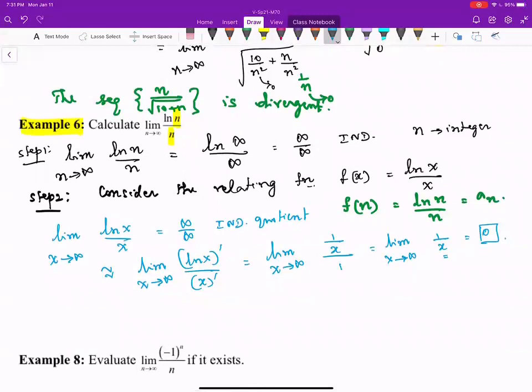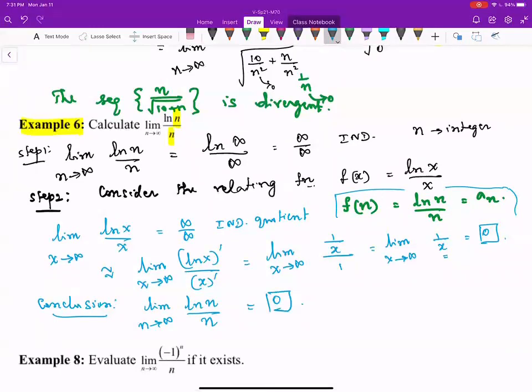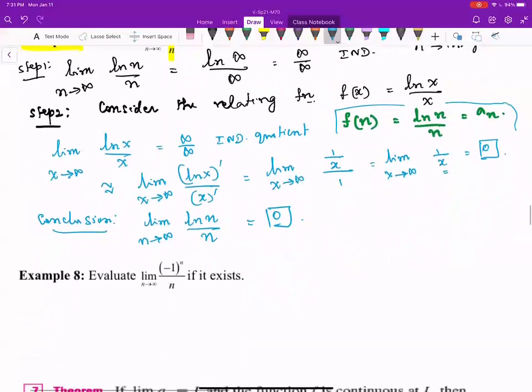So this is about the function, but because we have f of n equal to ln n over n, our conclusion here is that because the relating function is approaching the value 0, the nth term of the sequence, as n approaches infinity, ln n over n, will also approach 0. We use this trick in many problems, considering the relating function.